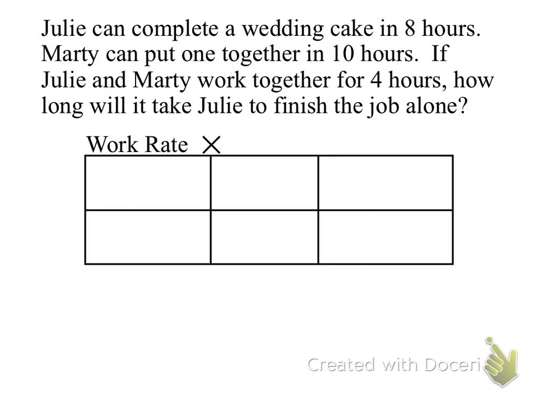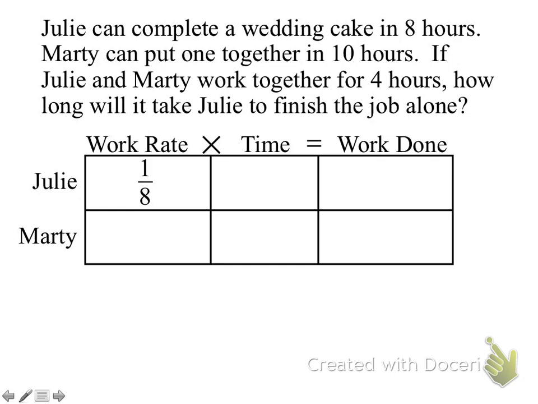Let's see. Just try setting it up so at least we know. Pause the recording, unlike I did last time. Let's look. Julie can complete a wedding cake in 8 hours. So how would I fill that in? 1 over 8. Good. And what's Marty's time? 1 over 10. Good. Now, how am I writing the time, guys? If Julie and Marty work together for 4 hours, how long will it take Julie to finish it? No. For time. How long do they both work together? 4 hours. And then we know Julie does an unknown amount of time.